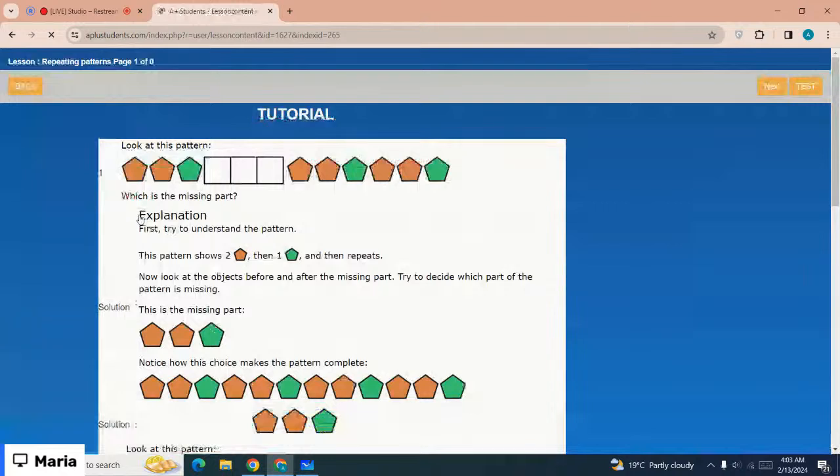Basically, we are going to see how they are repeating. They are not repeating randomly, they are following a pattern. So look at this pattern and what is the missing part, right? You can see from here you have two brown and one green. Two brown, one green, two brown, one green. That means the missing one is also here you have green. That means after green you have two brown and one green, right? Two brown and one green is missing.